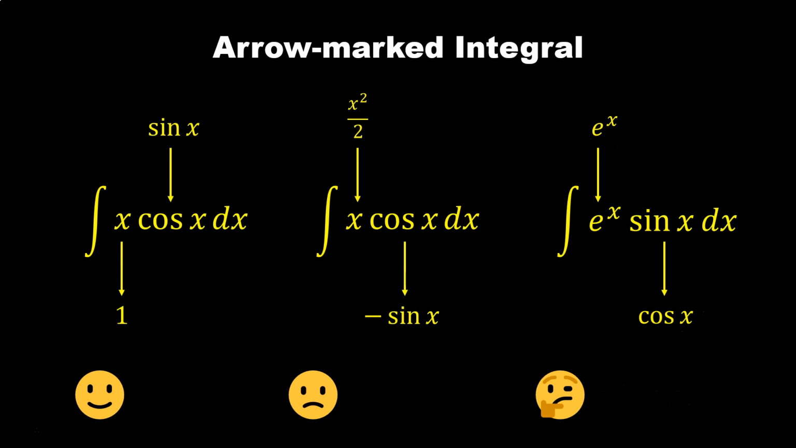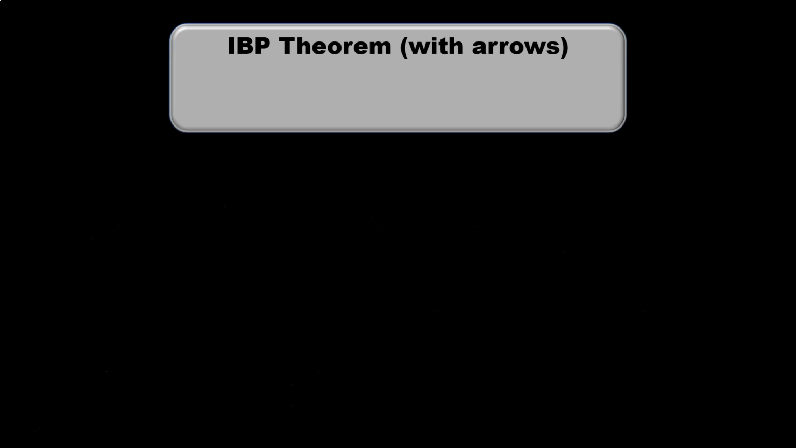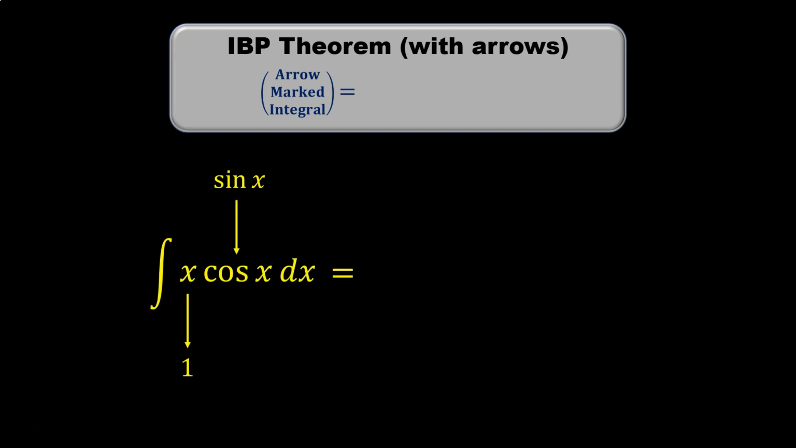Okay, at this point you know what an arrow-marked integral is, and you know how it can tell you whether integration by parts is likely to help us. That means you are finally ready for the statement of the integration by parts theorem when it's done with arrows. So, the theorem tells us that any arrow-marked integral, such as this one from our previous work, is equal to something minus something. Namely, the theorem states that any arrow-marked integral equals its top product, which I'll explain in a few seconds, minus its outer integral, which I'll also explain, though you can probably guess that one's meaning already.